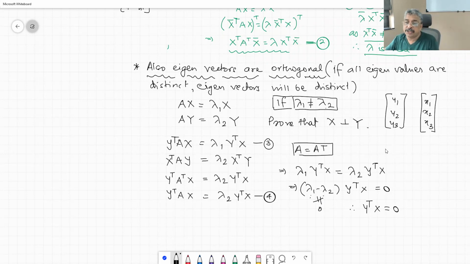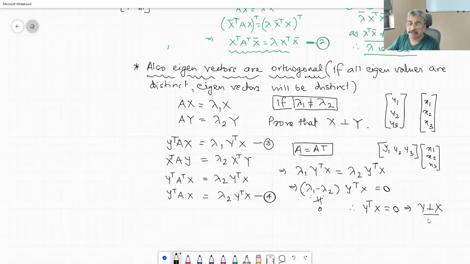But Y transpose is Y1, Y2, Y3 multiplied by X1, X2, X3. It is as good as the dot product of these two vectors and it is equal to 0. And therefore Y is perpendicular to X. Okay. Now this is a special case when lambda 1 and lambda 2 are distinct.